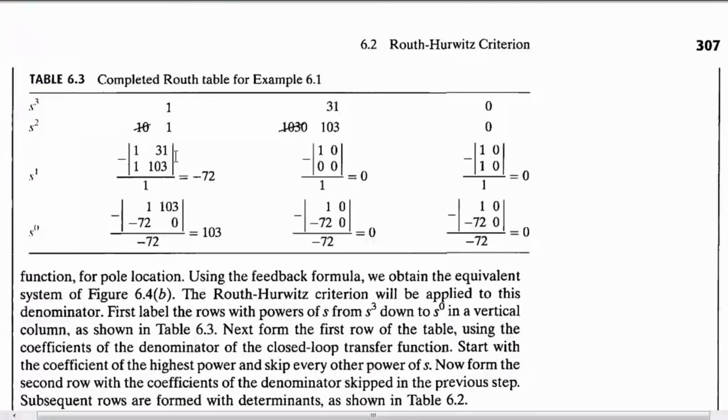Now come forward towards S naught. Here we'll take 1 and minus 72, and from this it will take 103 and 0, divided by the last row value. This is minus 72, so here we write minus 72. So this will be 103. Okay, and the same process with 1, 72 and then 0, 0 and this 0, 0. So this will be equal to 0.